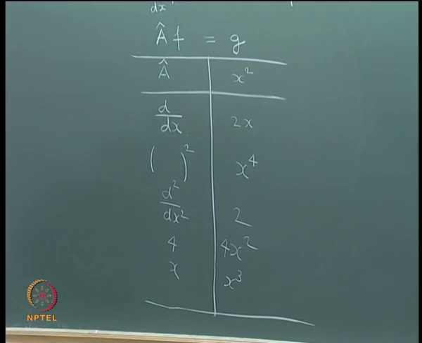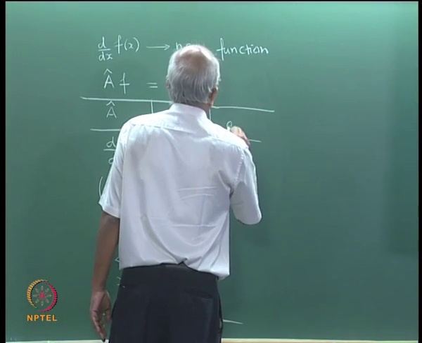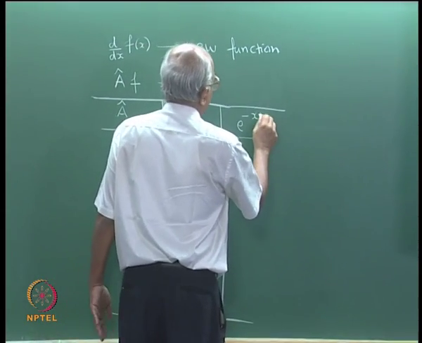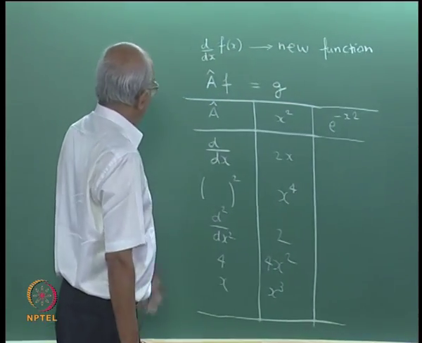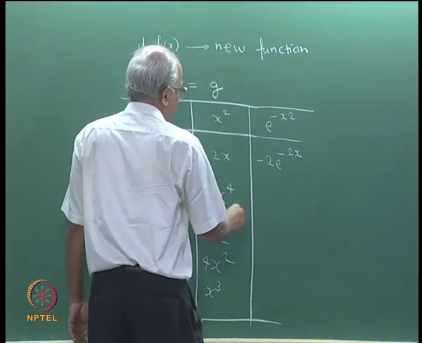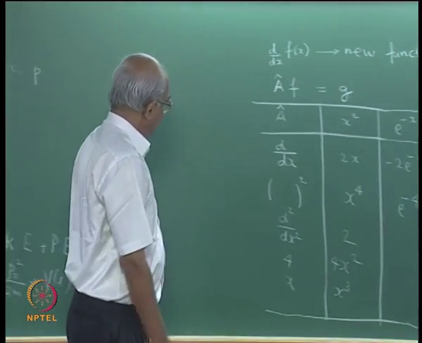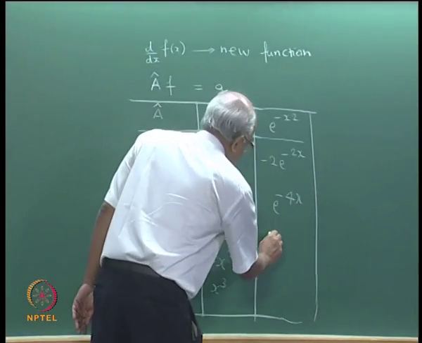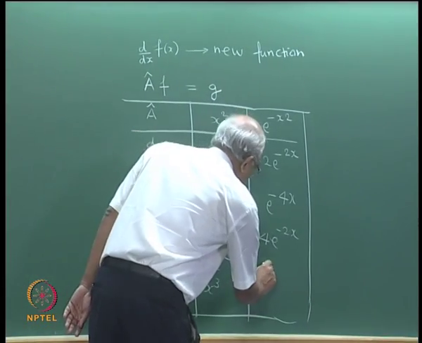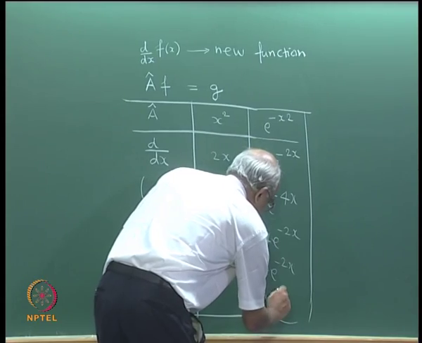So, these are all examples of operators, and to make it a little bit clearer, maybe I should think of another function, maybe e to the power of minus x. What is going to happen? Well, let me put a constant also there, maybe e to the power of minus 2x. So, d by dx will give me minus 2 times e to the power of minus 2x, squaring will give me e to the power of minus 4x, taking the second derivative, what will it give me? It will give me 4 times e to the power of minus 2x, multiplication by 4 is going to give me 4 e to the power of minus 2x, and multiplication by x, what does it give me? It gives me x e to the power of minus 2x.